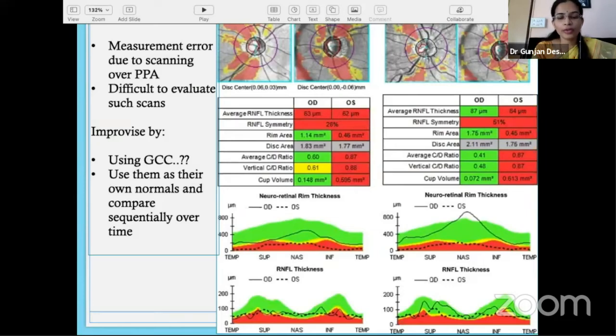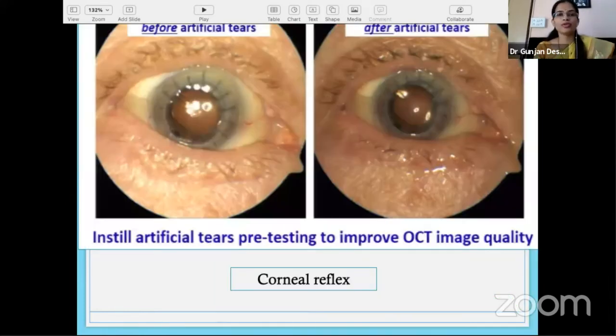And I think there are two important things that we need to consider in these myopic patients. Myopic patients generally have a very thin RNFL as compared to the standard database that we have. And secondly, these patients can be used as their own controls. For example, if a patient presents to you for the first time, you can take a baseline OCT printout and then use this printout as a control for his subsequent sequential follow-ups.